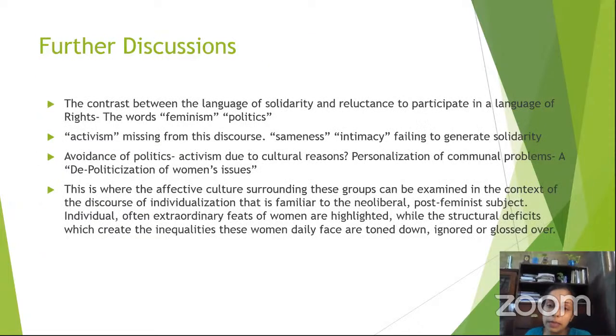A reluctance to participate in a language of rights is discernible, and terms such as feminism and politics are very rarely used. So one finds, despite the notions of sameness and intimacy, it actually failing to generate a more profound sense of solidarity. So this comes to one of the most crucial questions in my study: whether the avoidance of politics and activism is due to certain cultural reasons, whether this personalization of communal problems leads to a depoliticization of women's issues.